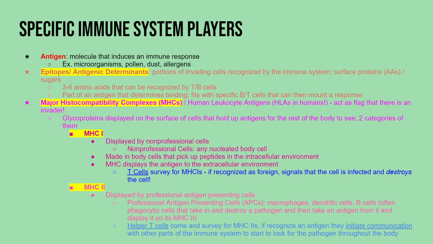MHC1 is also known as non-professional, or they're displayed by non-professional cells. So they have nuclei, whereas MHC2 are professional. So they don't have nuclei. Those are like your macrophages, dendritic cells.